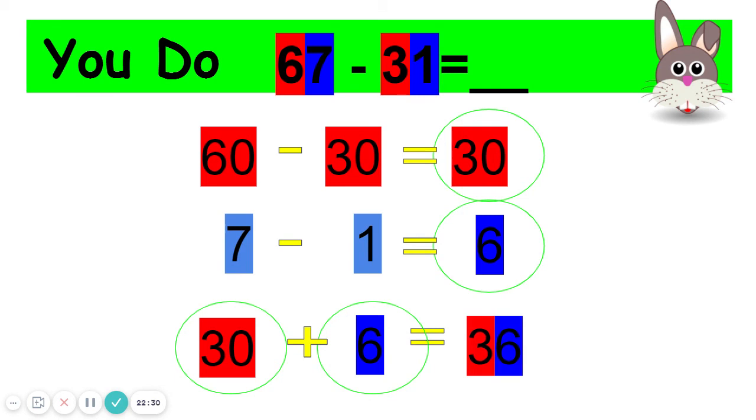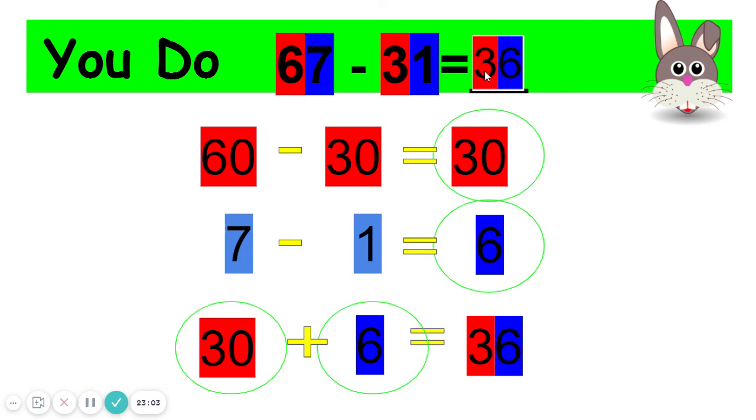Now I'm going to add my answer into the difference of the original problem position, right? So now I've got a minuend of 67, subtract the subtrahend of 31, which will be 36. But I can check myself by doing the inverse operation.